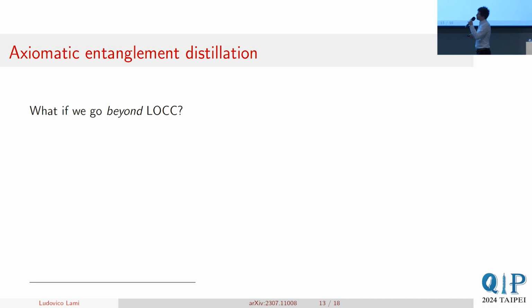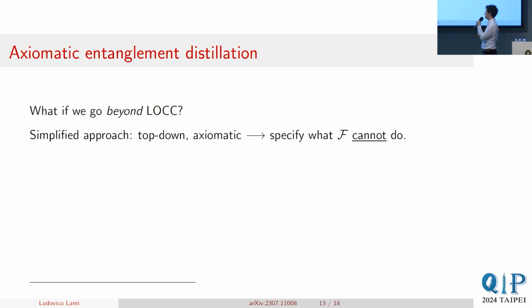And it turns out that both of these problems can be solved if we go beyond LOCC. Okay, but stay with me for a second. What does this mean? Let's say we take a simplified approach. Instead of bottom-up, we take a top-down axiomatic approach. Instead of saying, okay, F can do this and this, let's say what F cannot do. Okay, so let's give some axioms on what the free operations cannot do.